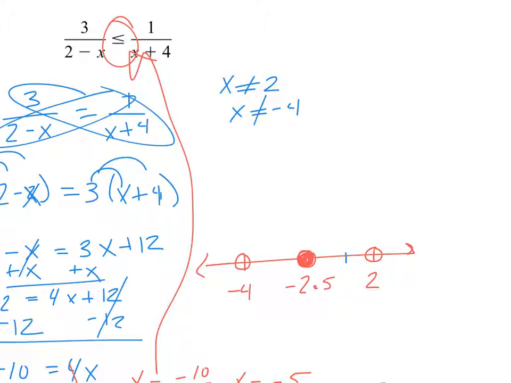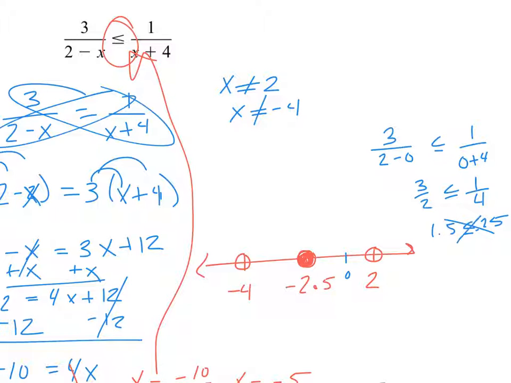0 is right here. So if I plug in 0, I get 2 minus 0 is less than or equal to 1 over 0 plus 4. That's 3 over 2 is less than or equal to 1 over 4. Well, 3 over 2 is 1.5, and 1 over 4 is 0.25, and that's not true. So I'm not going to shade where 0 is, I'm going to shade on every other area. So here, not where 0 is, but here.